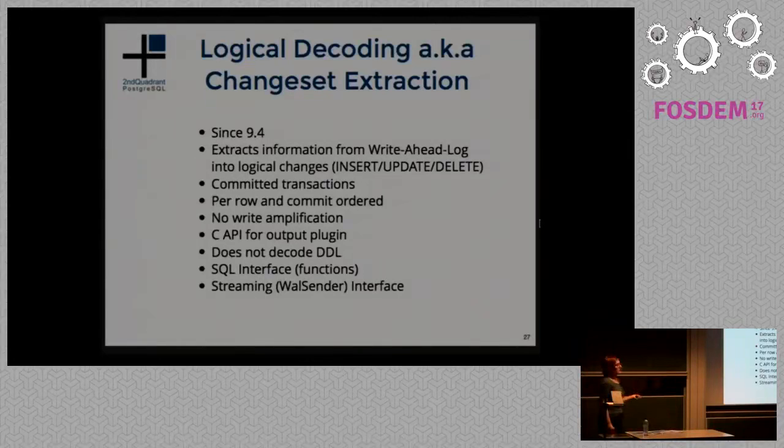It is per row. So let's say you write an update for 100 rows, there will be 100 changes. And it doesn't decode DDL. There is an SQL interface, which means you have functions, and it is using the WAL sender streaming interface. It also only carries committed transactions, which means if you abort your transaction, it is not considered in logical replication. This is very important because whatever I say here will apply to logical replication and the extensions based on logical decoding that I will show you.